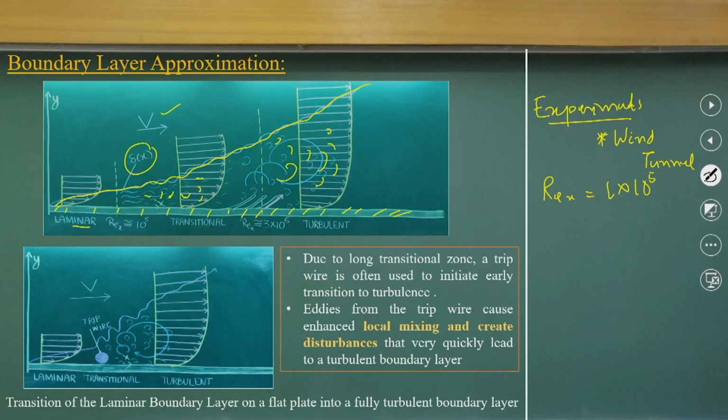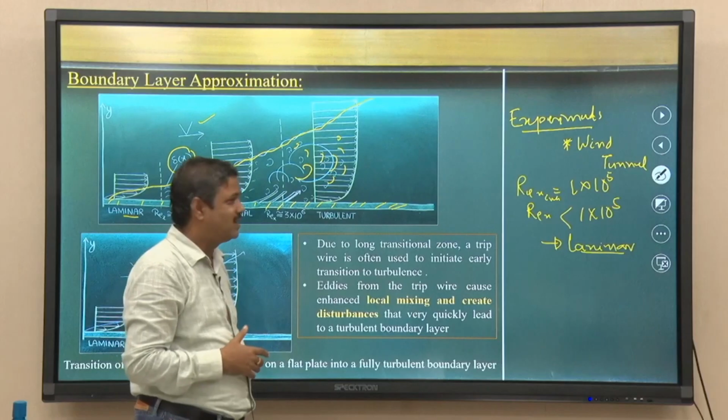Okay. 1 lakh is 10 to the power 5. If the Reynolds number is lesser than this critical Reynolds number, then the flow is laminar, which is easy for us. We can think of getting analytical solutions for that. That is what we will discuss.